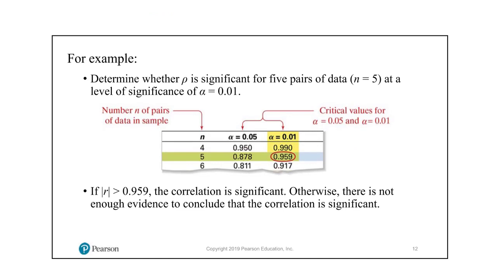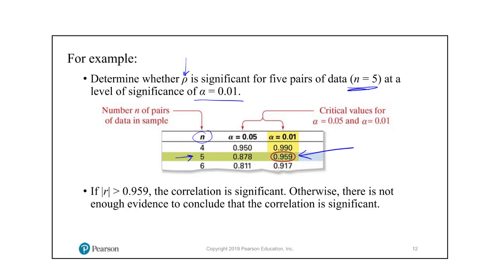Well, first, let's look at what we would see on the Pearson correlation coefficient table. What you're going to see is n values. That's the number of pairs of data in the sample, basically the number of points you would have on your plot. And then you're going to see critical values for the two commonly used levels of significance here, so 5% and 1%. So if we were trying to determine whether rho is significant, if you had 5 pairs of data and we're talking alpha equals 0.01, we would go here to the 5 pairs and use the 0.959 as our critical value.